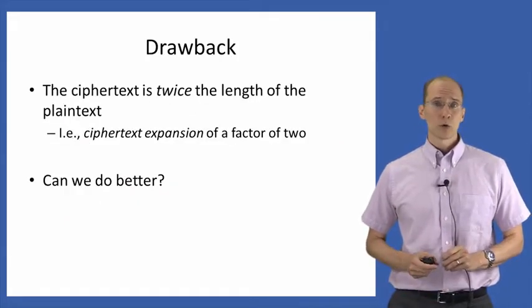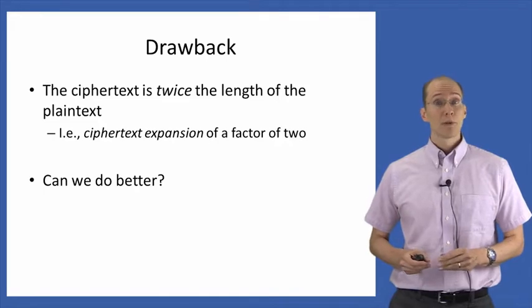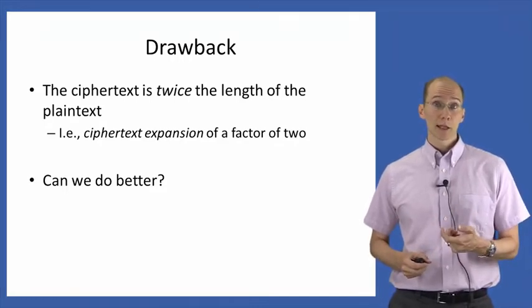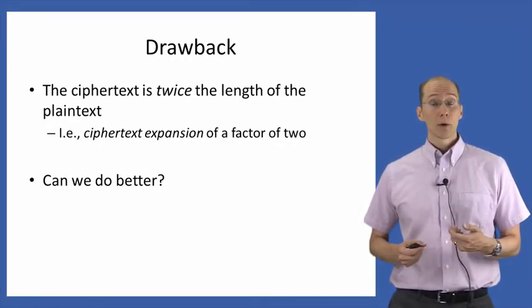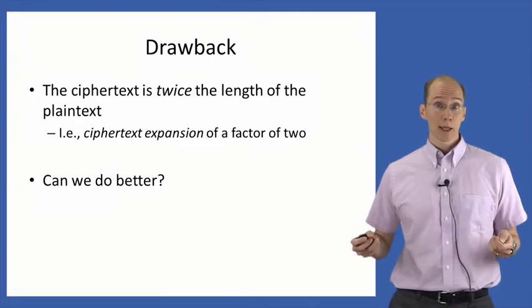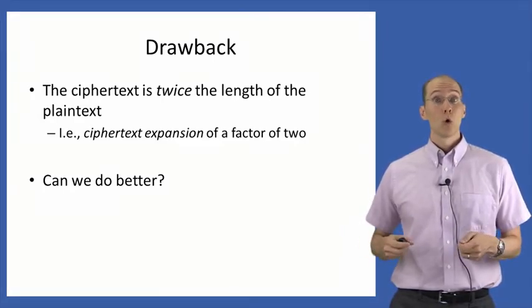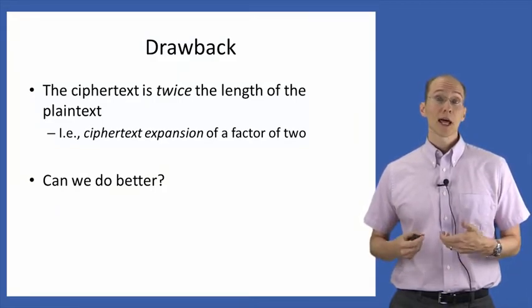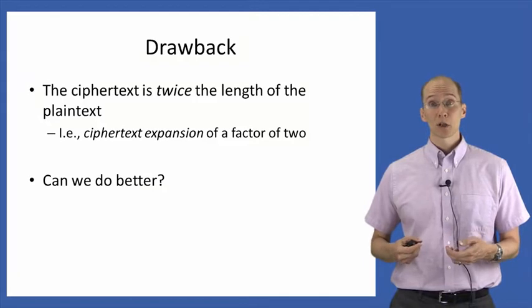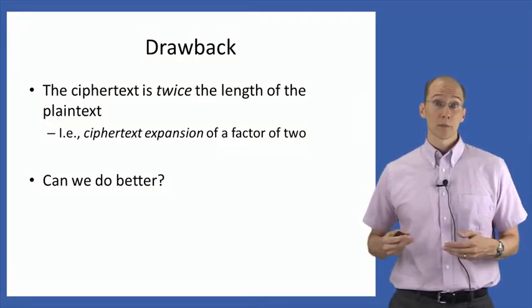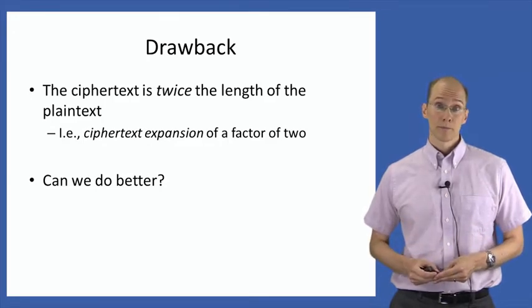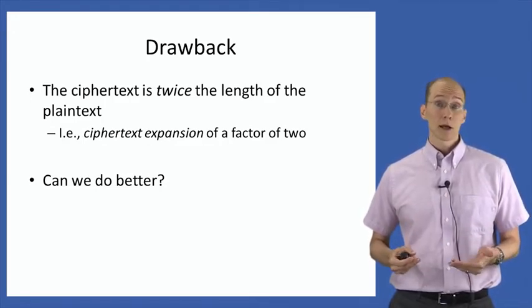Now, we can do that to encrypt messages as long as we like, but there's a drawback. So remember that in the underlying encryption scheme, the one that's applied to each block of plaintext, the ciphertext is twice the length of the plaintext. And what that means is that when we encrypt this longer message composed of these many blocks, we get a ciphertext twice the length of the underlying plaintext. That is, the ciphertext expansion, the amount by which the ciphertext is longer than the plaintext, is a factor of 2. The ciphertext is twice as long as the plaintext. And the natural question is, can we do better?